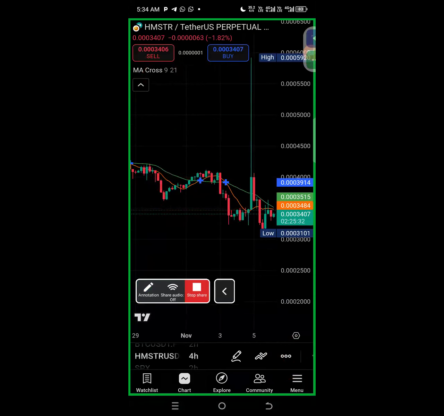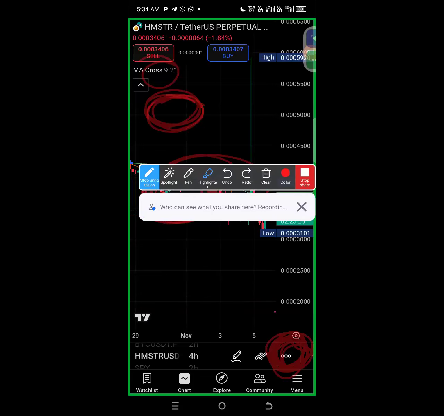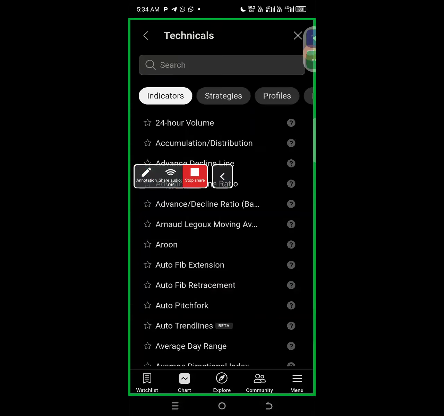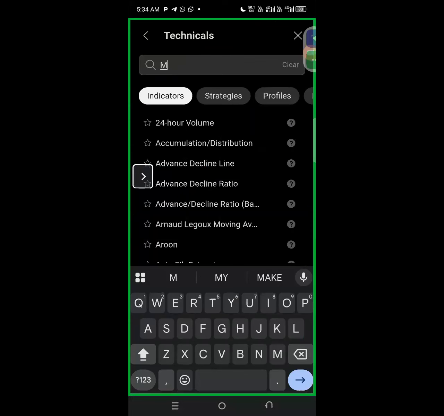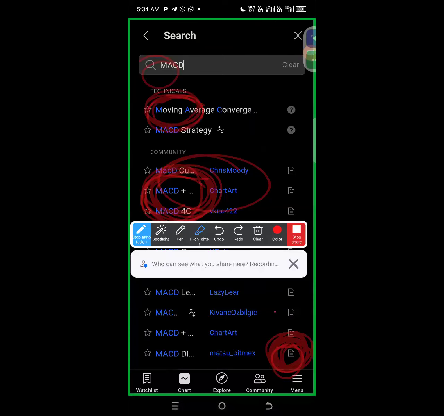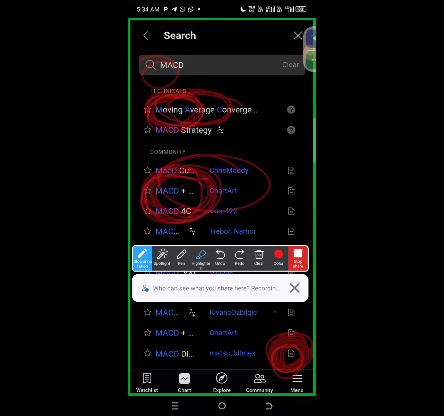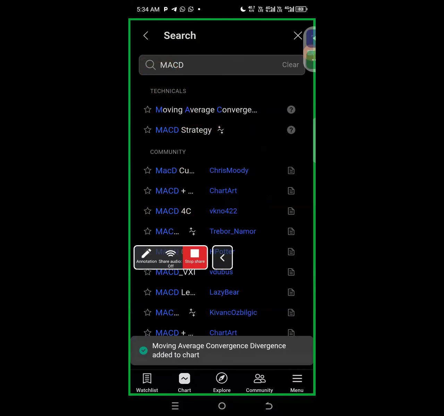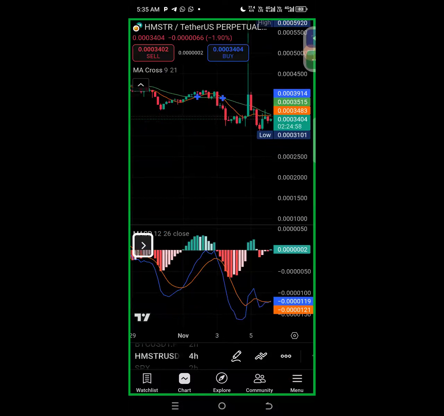Good. So the next thing, click on the same three dots again, and after clicking on the three dots, click on indicators. Then search for MACD. After typing MACD, this is what you are going to see here. So quickly do that. Tap on it smoothly. Once you do the right thing, automatically both the histogram and then the MACD line and the signal line would appear.